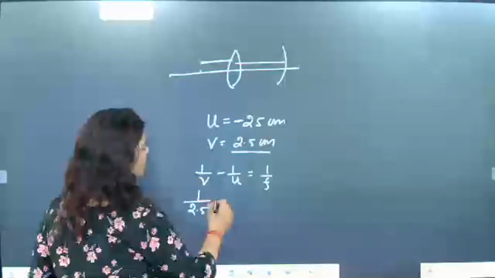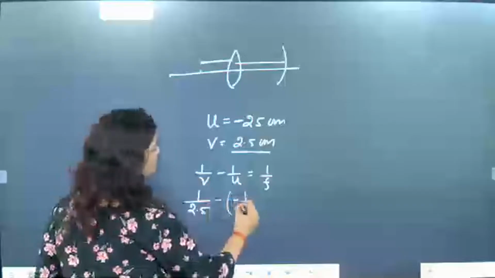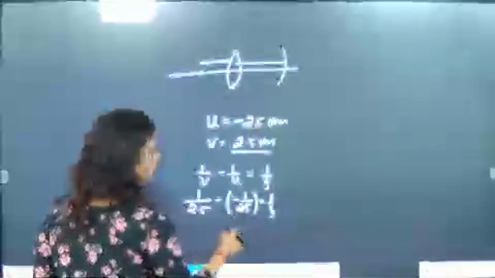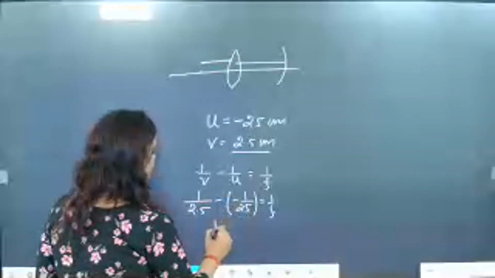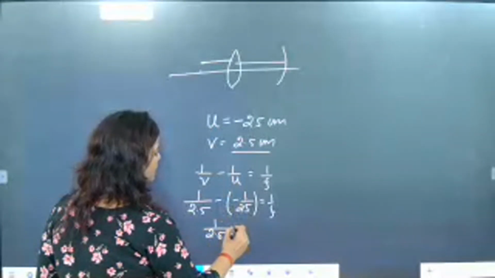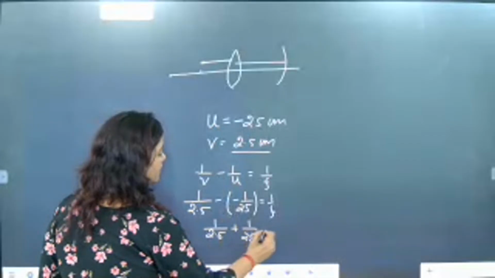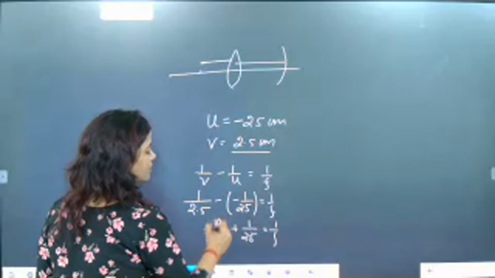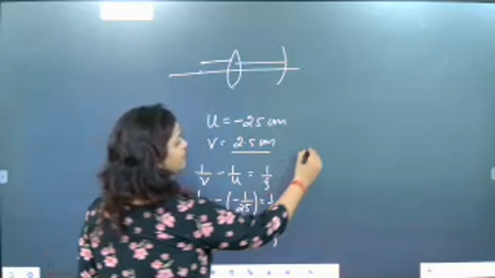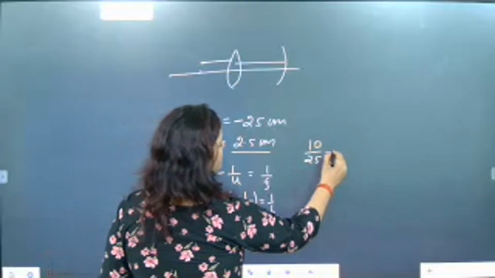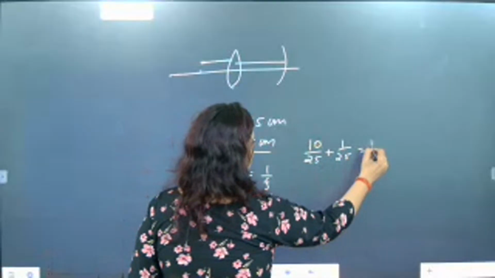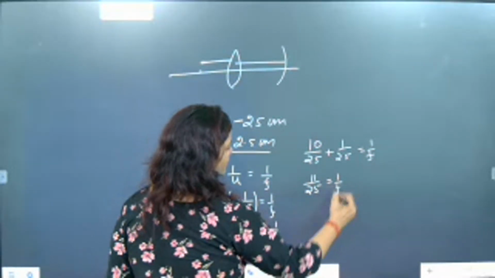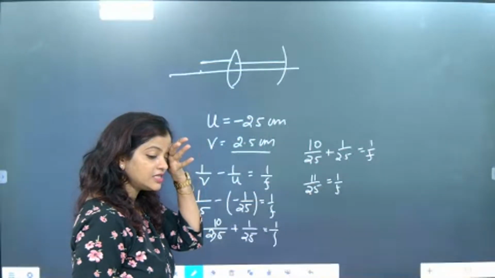25. So we will substitute this part. Minus of minus 1 by 25 is equal to 1 by f. So minus into minus will become plus. So here it will be 1 by 2.5 plus 1 by 25 is equal to 1 by f. Now this decimal you will cut, 10 will come up. So here the base is the same, 10 by 25 plus 1 by 25 is equal to 1 by f. So it will come 11 by 25 is equal to 1 by f. Done.